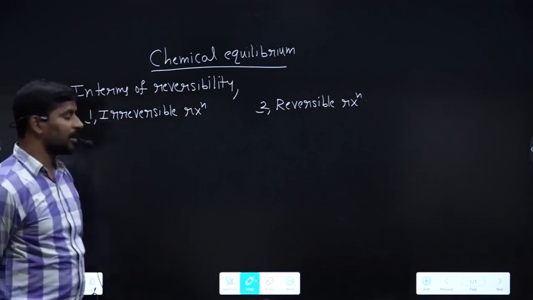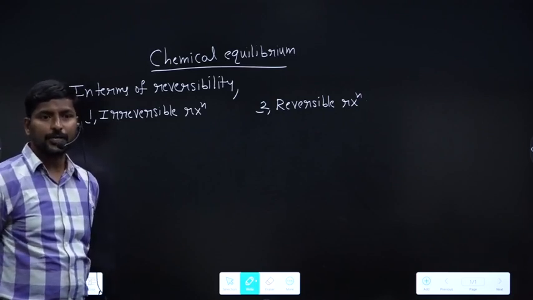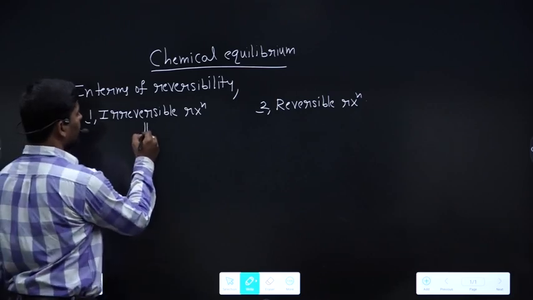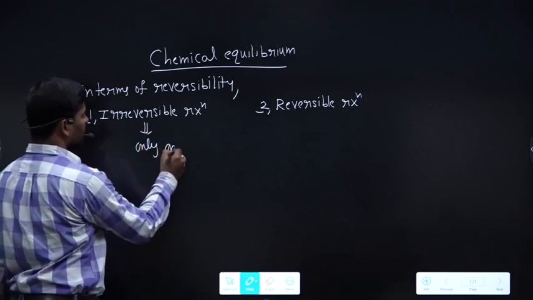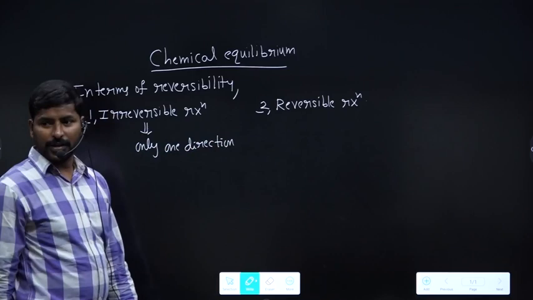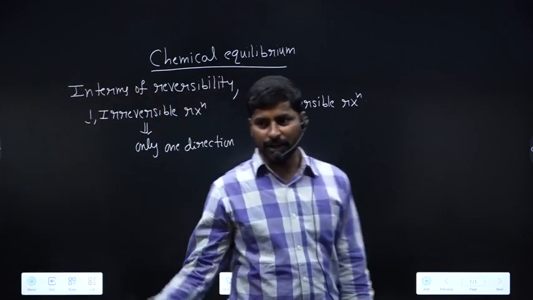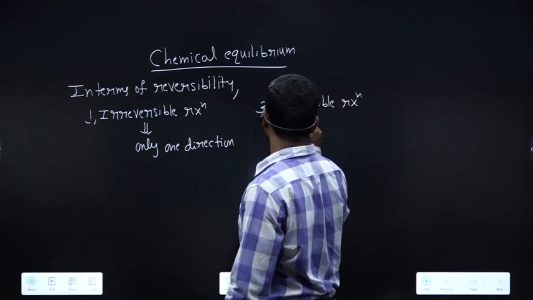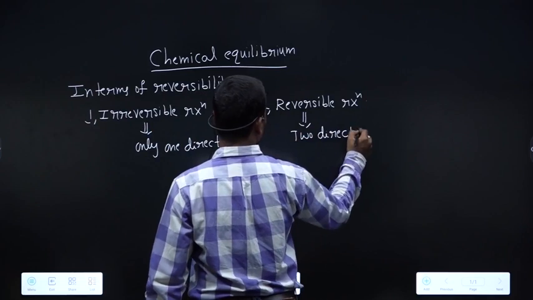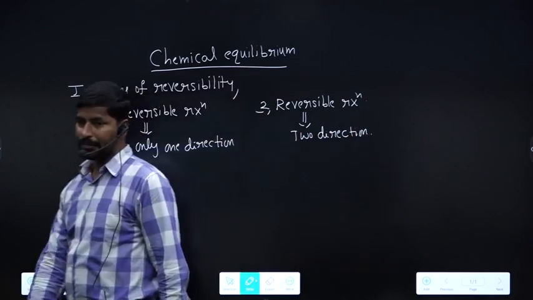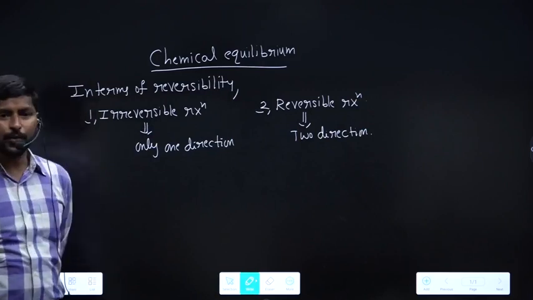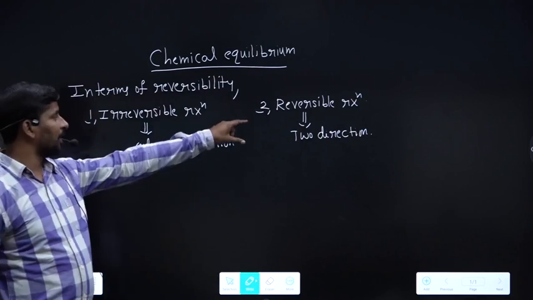Irreversible reaction, the name itself indicates. It occurs in how many directions? An irreversible reaction occurs in only one direction. It proceeds only in one direction. A reversible reaction occurs in two directions, forward direction and backward direction.